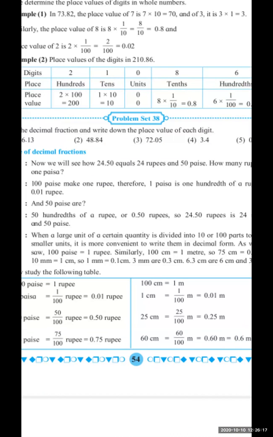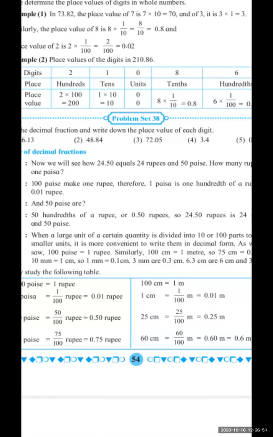Okay. Now how to find out place value? 2 is on 100 place. So 2 into 100 is 200. So place value of this 2 is 200. Now place value of this 1. So 1 is on the 10th place. So 1 into 10 equals to 10. So place value of this 1 is 10. Then 0. 0 is on unit place. So if you multiply any number by 0, you are getting 0 only. So 0 into 1 equals to 0. So already you have written 0.